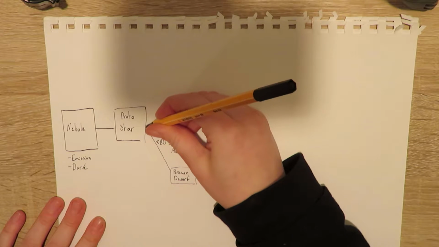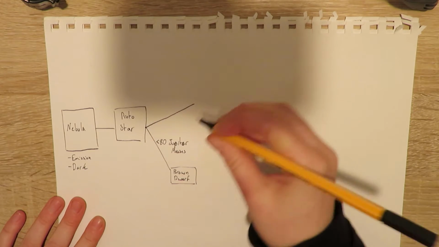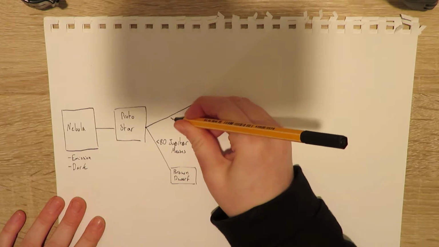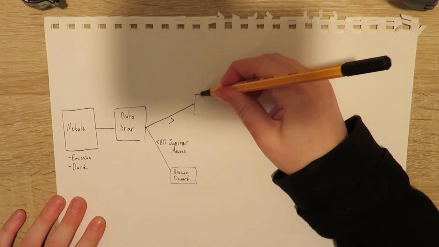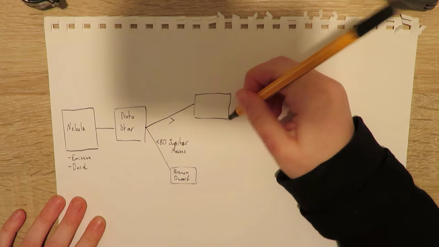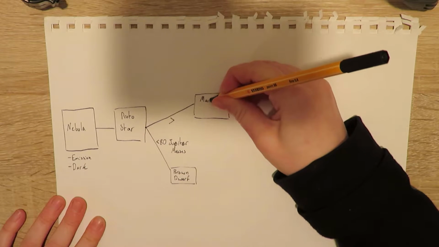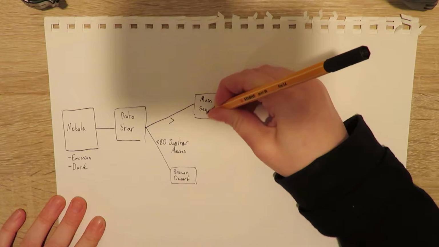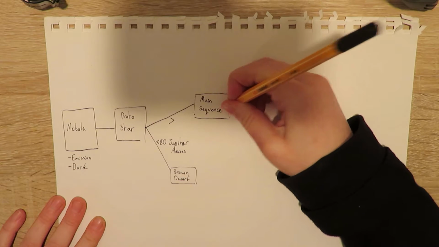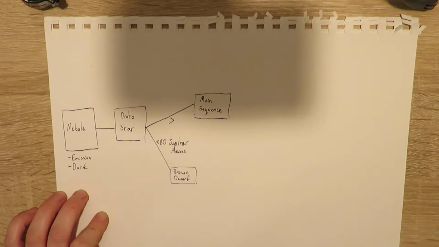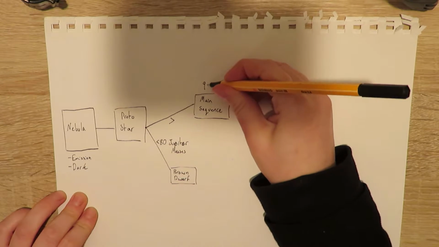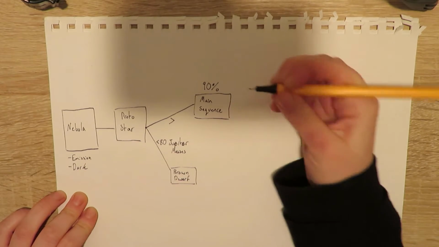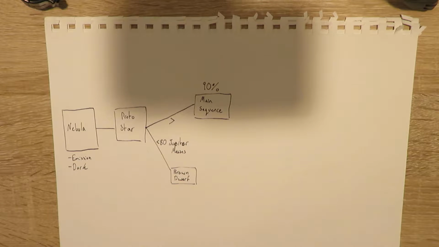Less than. There we go. That might be helpful in understanding what's going on. But if it's greater than, and I'm not going to write that again, then we get a main sequence star. This is the kind of star that the sun is, so you should be familiar with what one looks like. And these stars constitute about 90% of all stars in the universe, as far as we know.